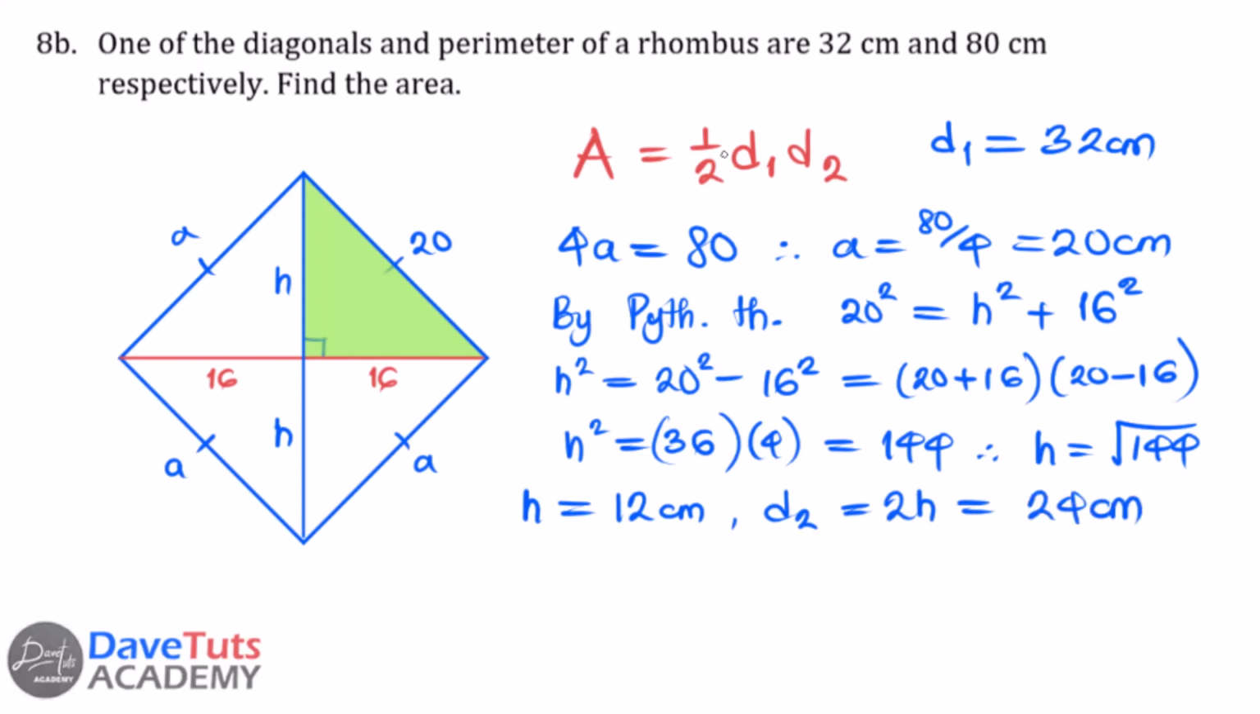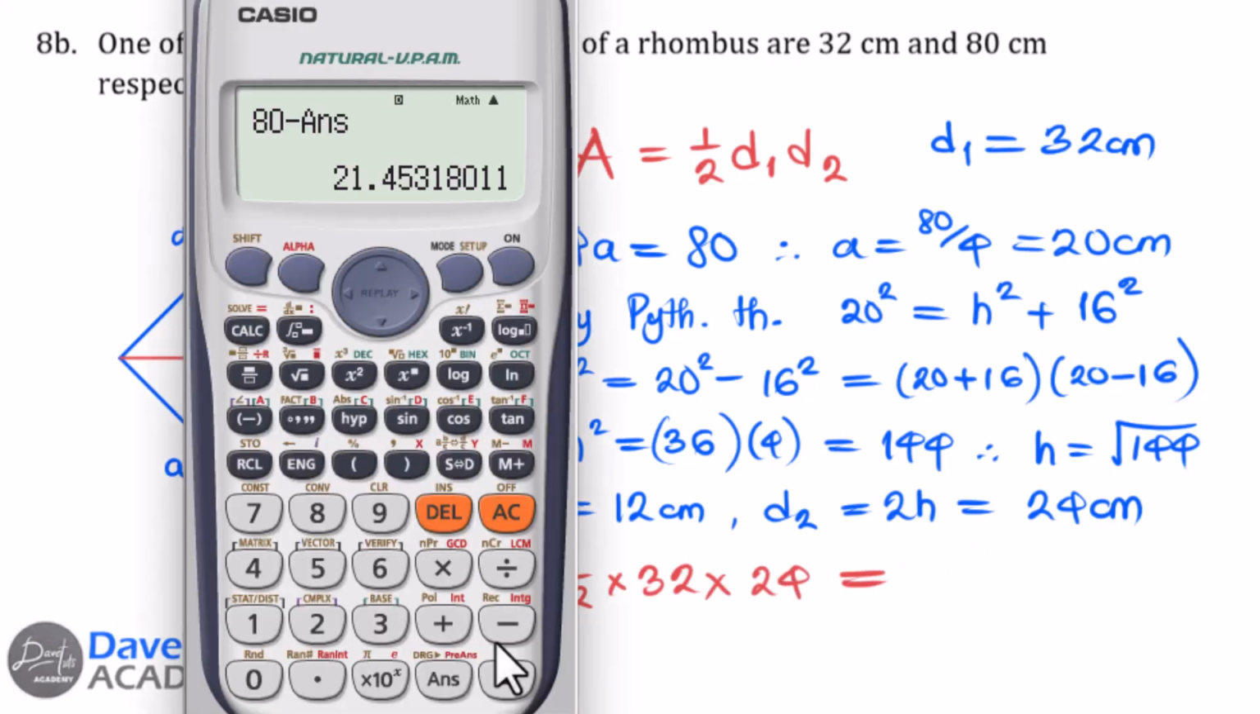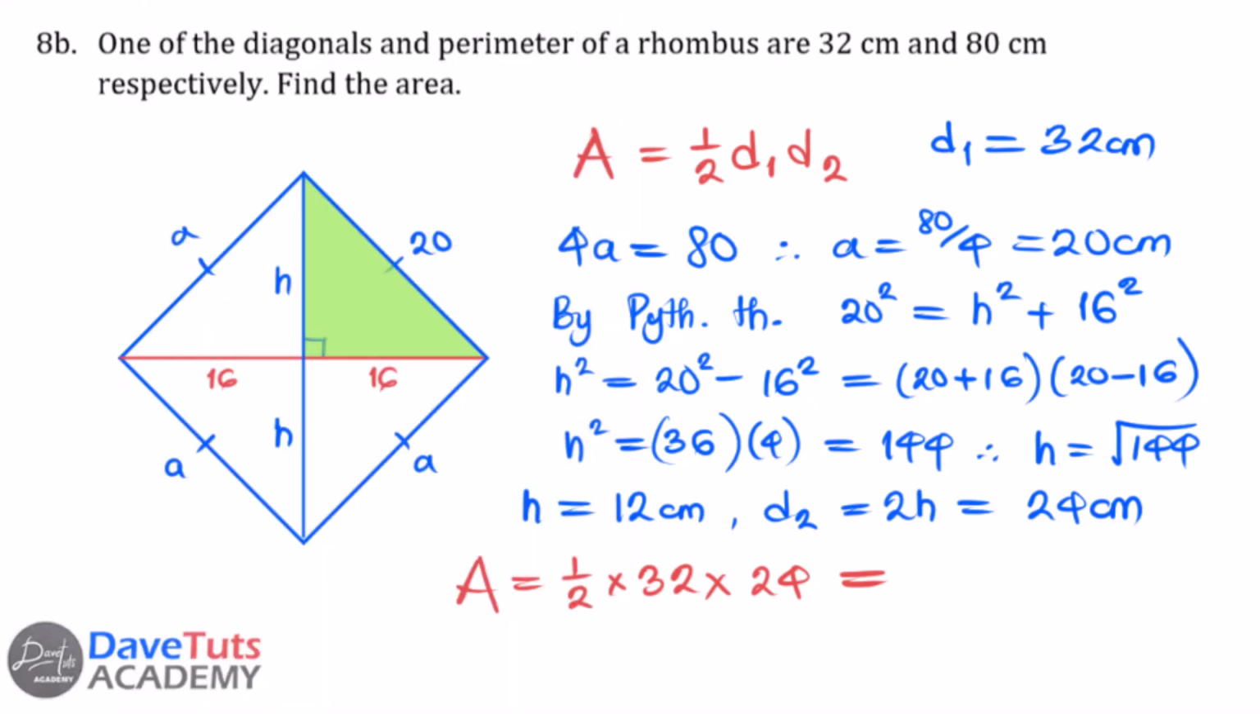Okay, so that means we can find our area, which is going to be 1 over 2 multiplied by D1. What is D1? That is 32, and again multiplied by D2, that is 24. So we can use our calculator to solve this, 0.5, which is 1 over 2, multiplied by 32 multiplied by 24. What is going to give us? That's 384. So this is 384 centimeters square as the area of this particular rhombus.